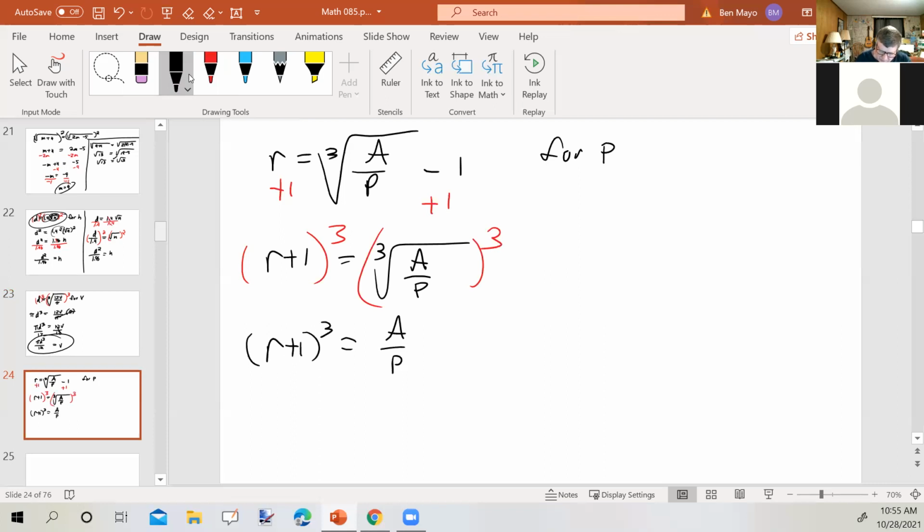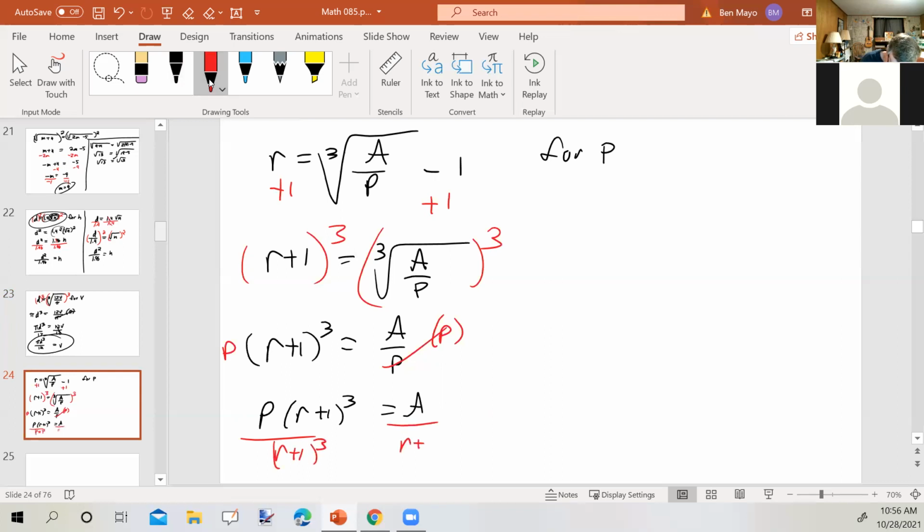Now, this is kind of tricky. I'm trying to solve for p. P is in the denominator, and I need to get it in the numerator. So I'm going to multiply both sides times p, which is going to give me p times r plus 1 cubed equals a. Then I'm going to divide both sides by r plus 1 cubed. So I get p equals a over r plus 1 cubed.